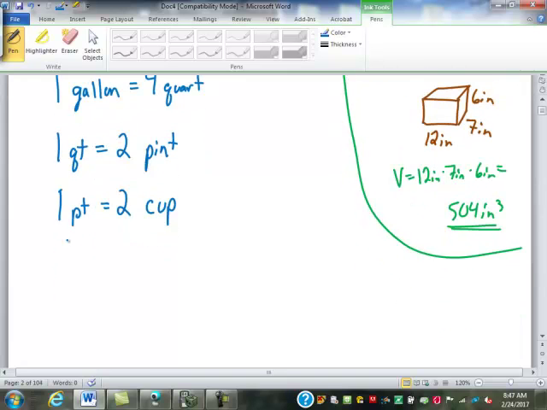Smaller than a cup is fluid ounces. So we're back to putting a liquid measure in with our dry measure. Can anybody tell me how many fluid ounces are in a cup? 8. Perfect.